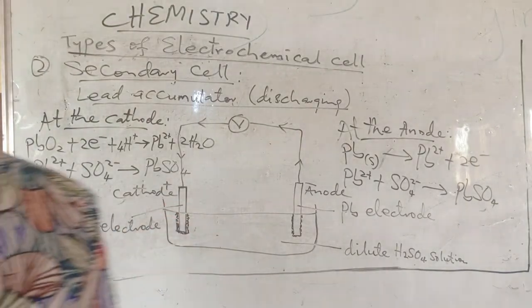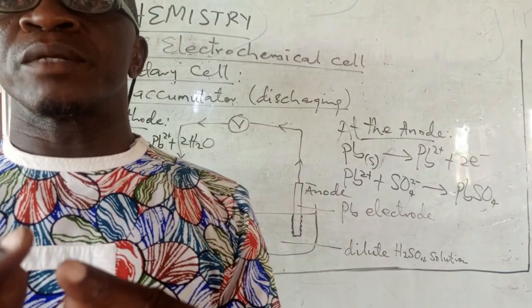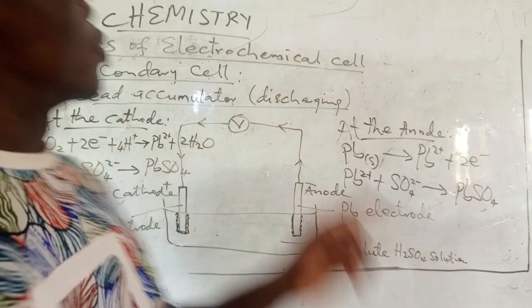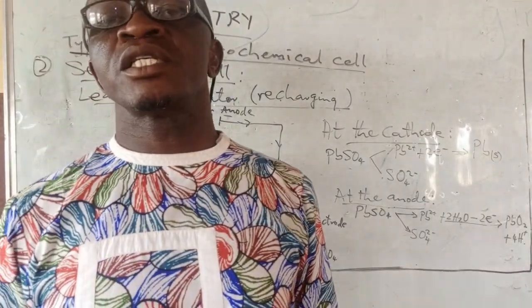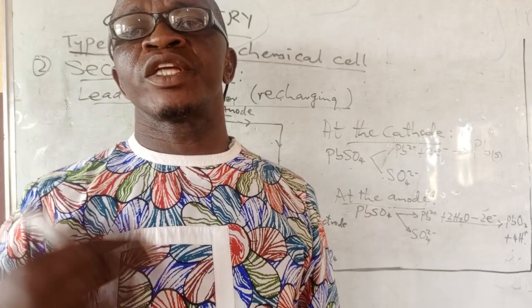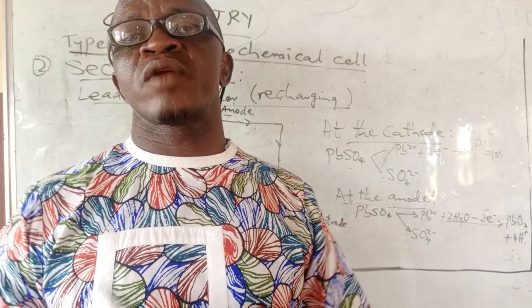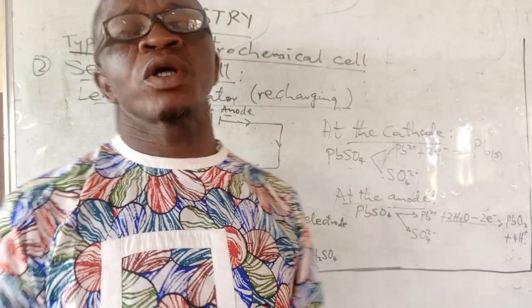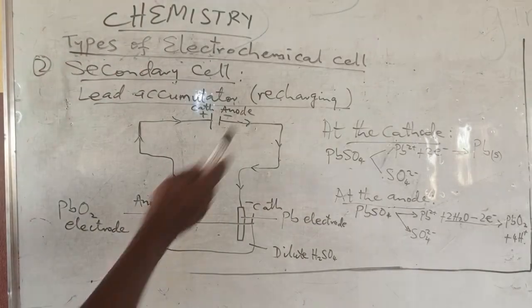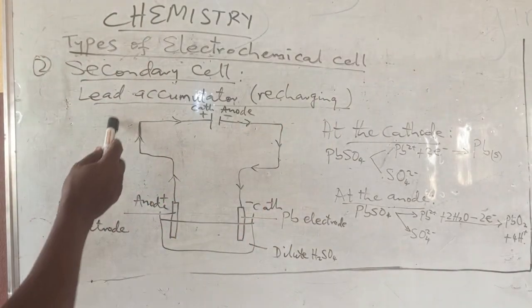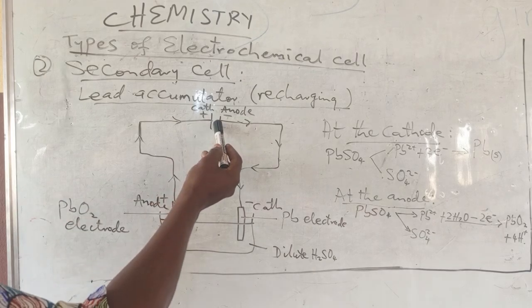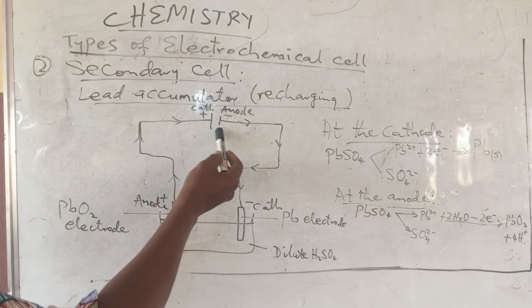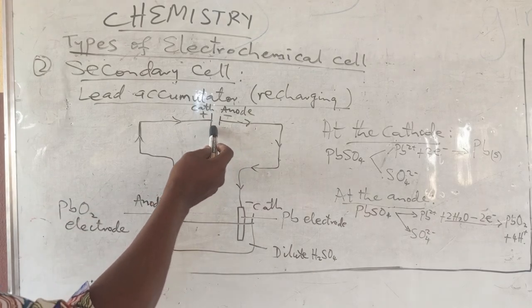Now we are going to move to the recharging process. Now we are done with discharging. Let's see what happens during the recharging process, when you are recharging your car battery. Now we are recharging. The car battery is connected to the external electrical supply.